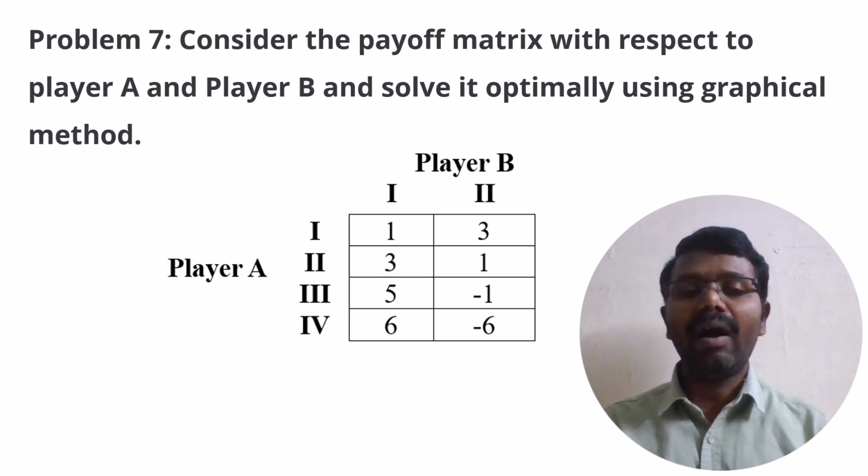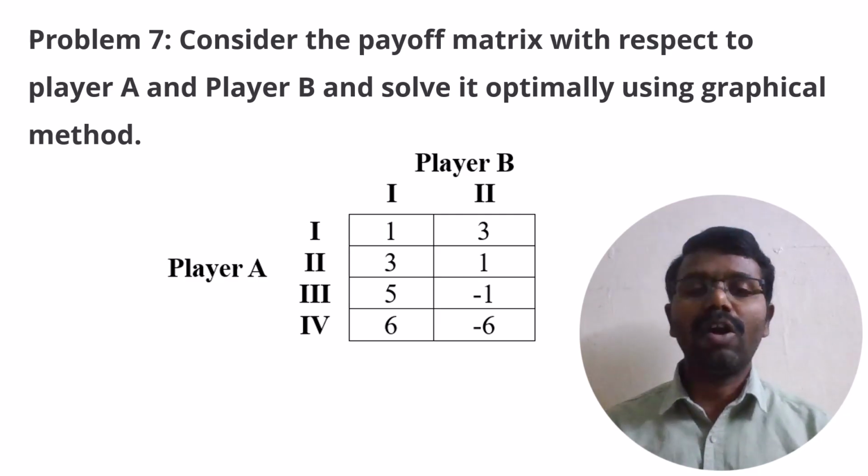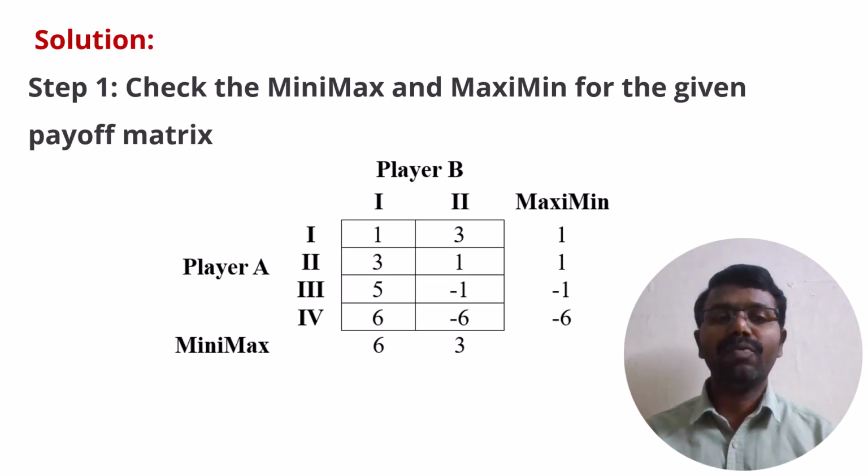So player A and player B, this is the 4 by 2 matrix, and we need to solve it. First, according to our procedure, we will apply the minimax principle. If you apply the minimax criteria, the row minimum values are 1, 1, minus 1, and minus 6. These are the minimum values in each corresponding row, and the maximin value will become 1.